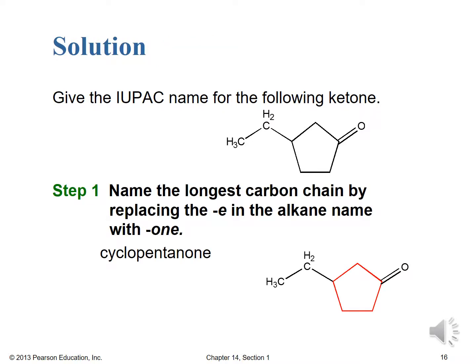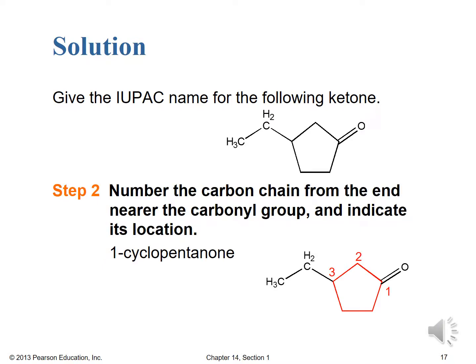Okay, so step one, we name the longest carbon chain by replacing the E in the alkane name with ONE. So this happens to be a cyclopentanone. That's how we would name it. Of course, since it's coming right off the ring, we have no choice. We can't decide to break the ring apart just to grab those other two carbons. They're going to have to be substituents. So there we have it. Cyclopentanone is the base name for this ketone.